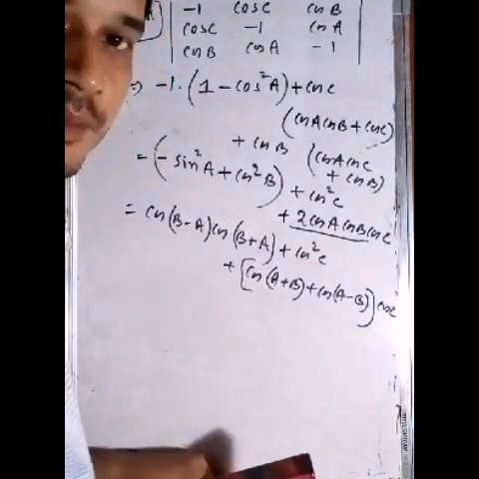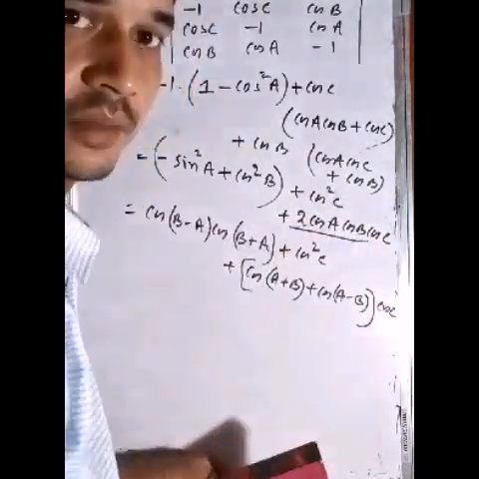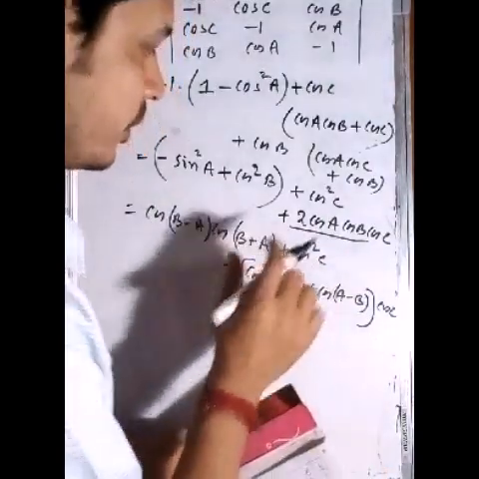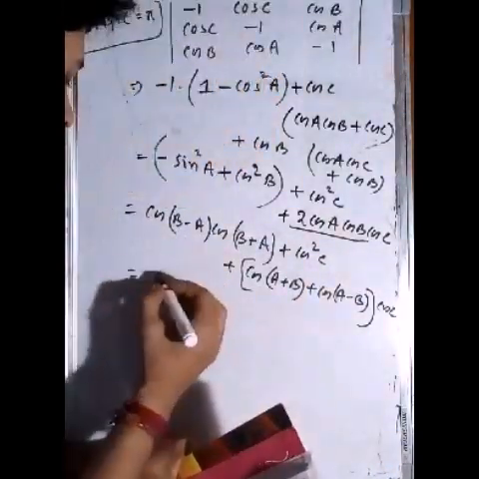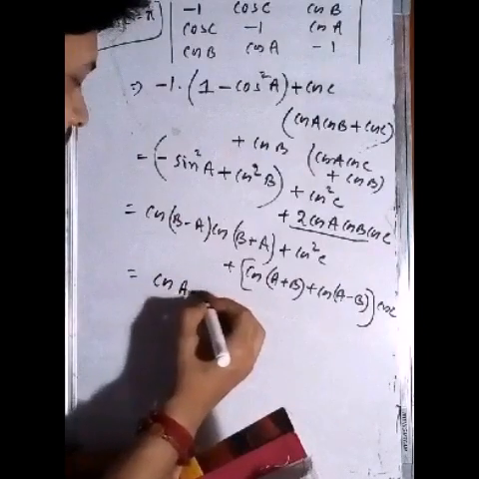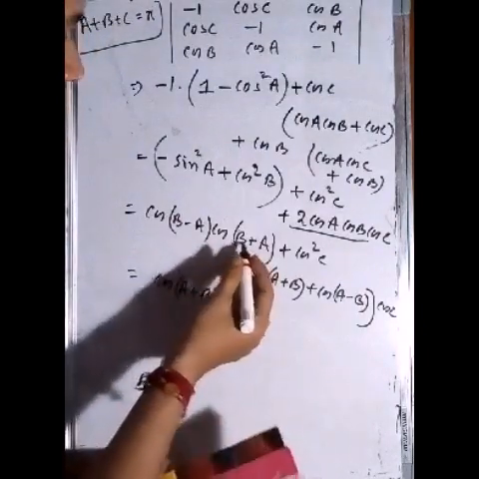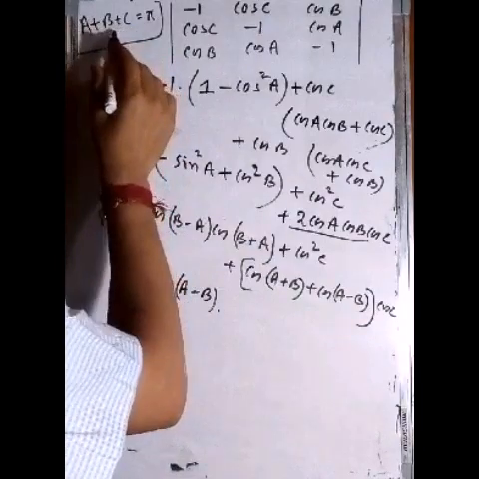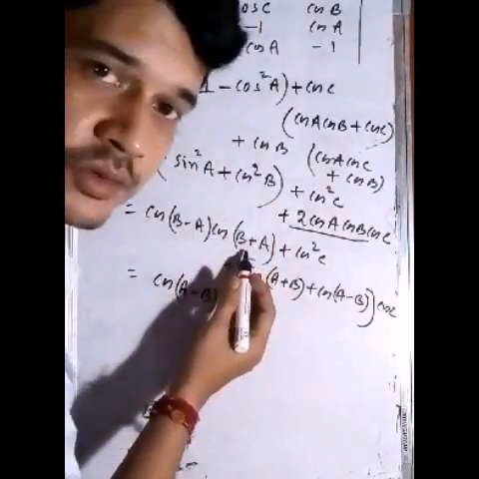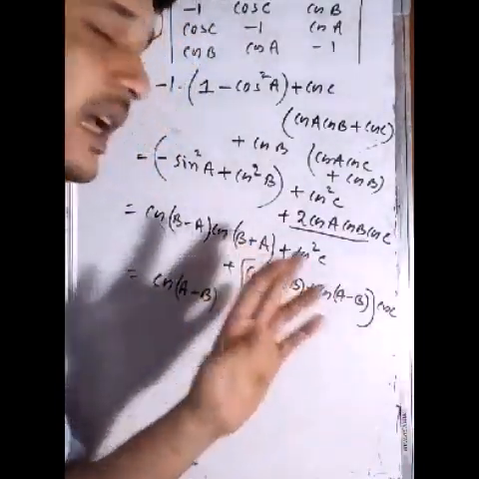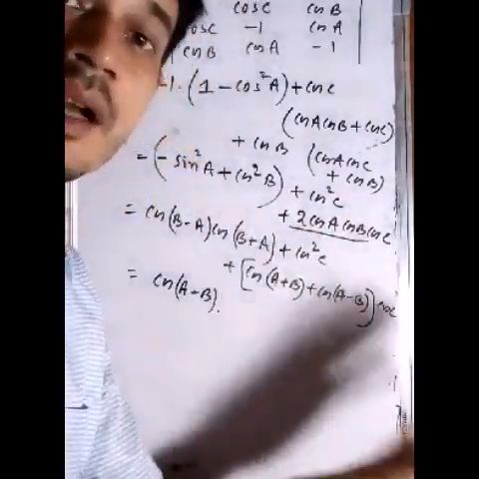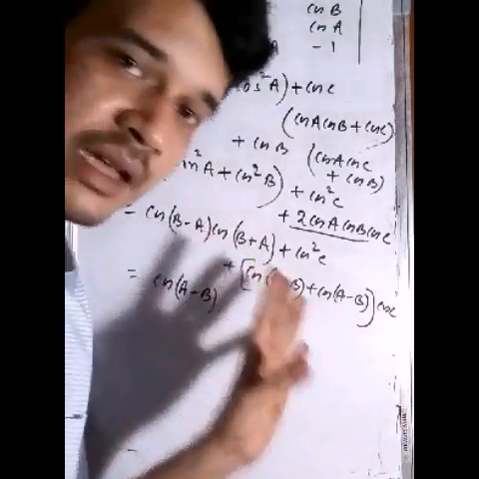So if you have not understood, please see this portion again by replaying the video. So this is equal to, now cos(b minus a) and cos(a minus b) are same. So this is cos(a minus b). Now cos(b plus a): we have a plus b plus c equals pi, so we have a plus b equals pi minus c. Clear? First of all, pi minus c.